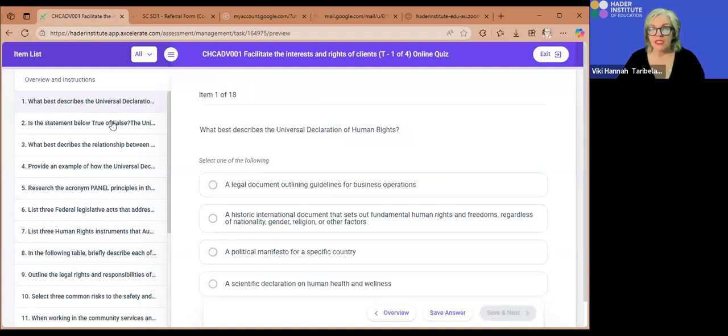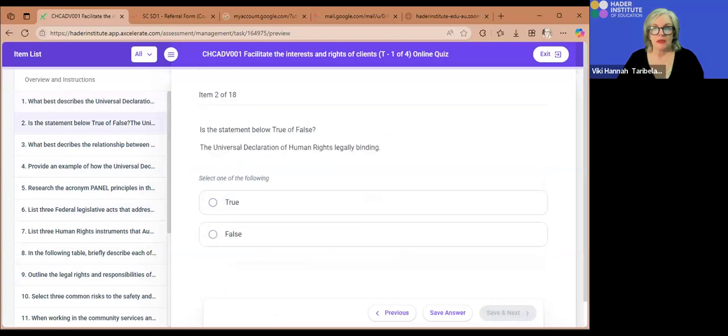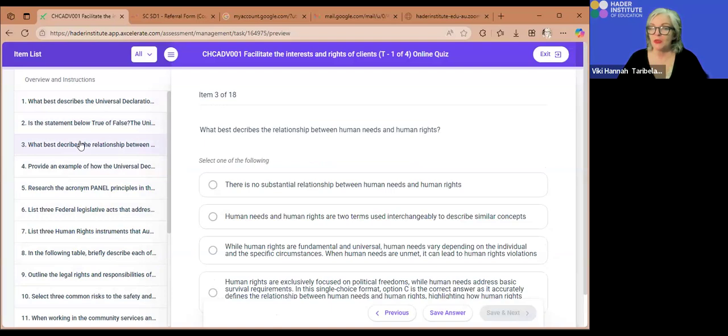Let's have a look at just one. What best describes the Universal Declaration of Human Rights? Here it's going to ask you to select one. It says in there, select one of the following. The answers are in your learner guide. The Universal Declaration of Human Rights: is this true or false? Is it legally binding? You've done your study, you'll be able to answer that question.